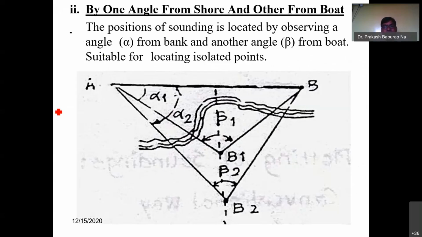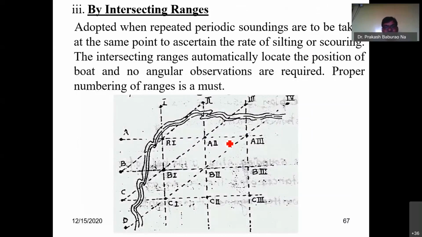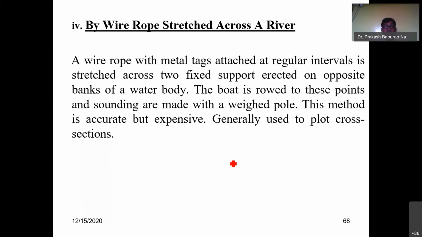This is another method: one angle from the shore side and the other from the boat. One angle you measure with the help of a theodolite from the shore side, but the angle from the boat is measured by using the nautical sextant. Then by using the intersecting range, I already showed it, but the entire work is not visible. By intersecting the ranges, these are the different ranges A, B, C, fix up the points and locate the places where you carried out the work for the sounding.